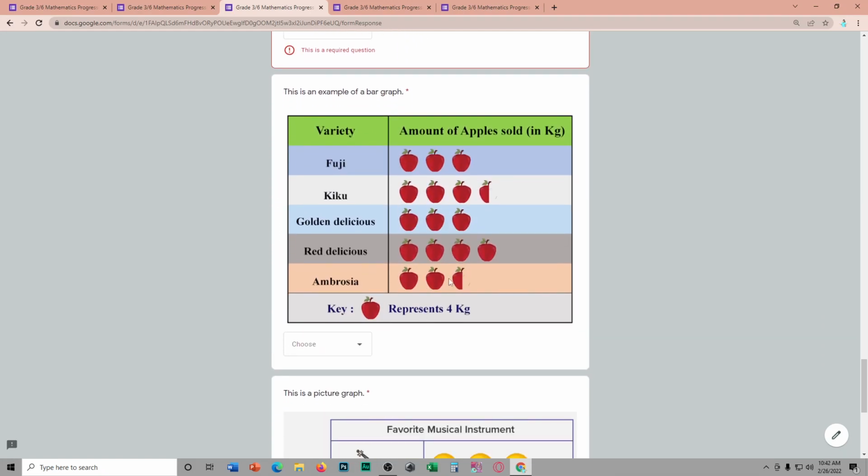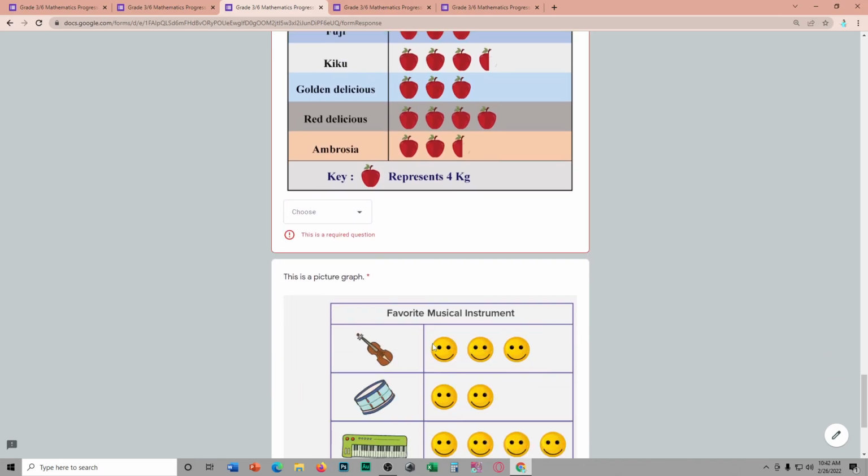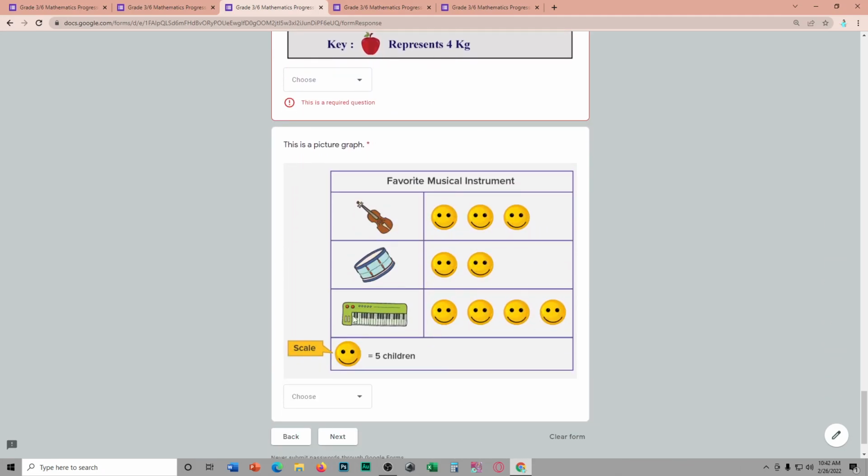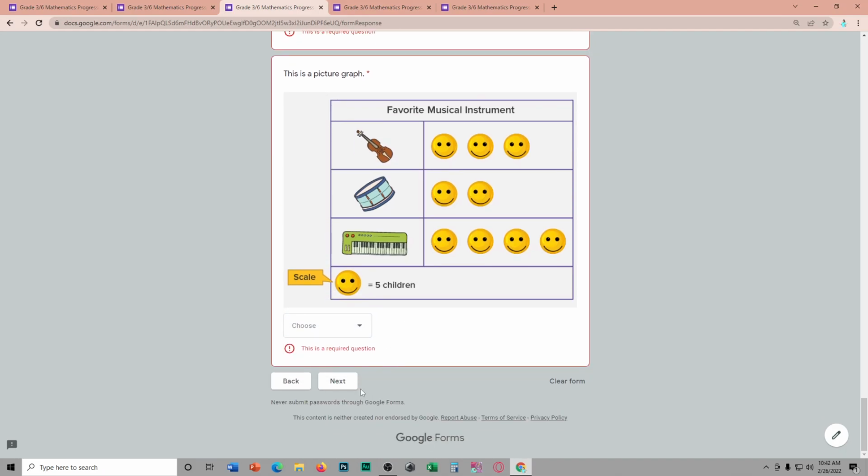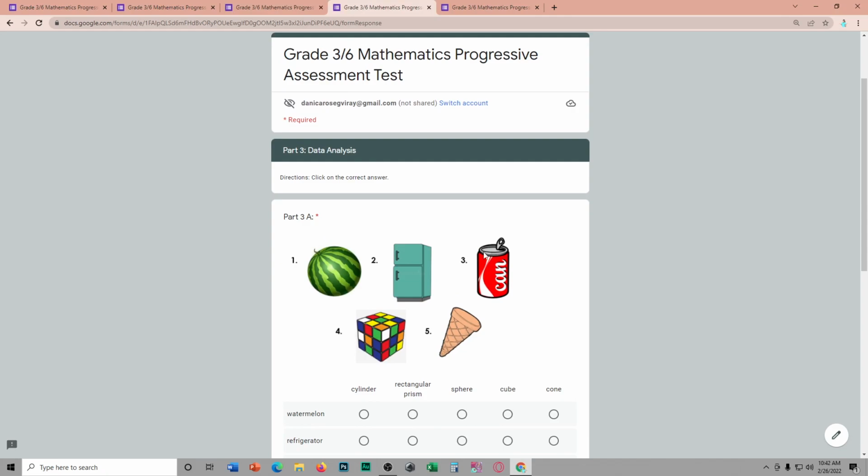This is an example of a bar graph. True or false? This is a picture graph. True or false? Once you're done, kindly click next. And you will see part 3, which is data analysis.